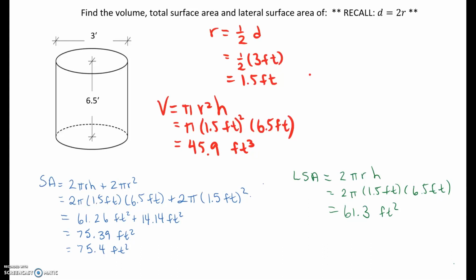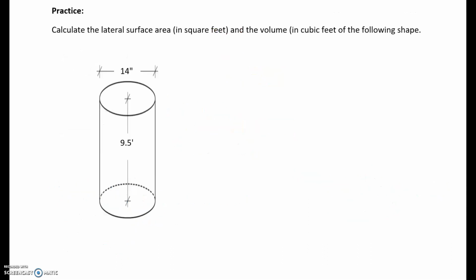You should be ready to practice with your own example. Try the following. Calculate the lateral surface area in square feet and the volume of the following cylinder in cubic feet. Notice before you get started, the units of your measurements don't match up. You're going to have to do some conversions first. Pause the video and attempt to do the calculations.